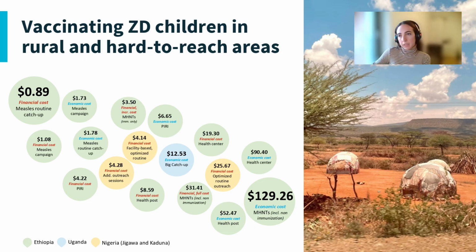So if we look closely at the evidence, we see that there is a lot of variation, of course, and that depends on the delivery strategies that were assessed, the setting in which the intervention was implemented, the type of costs considered, and also whether or not only immunization-specific costs were included in the assessment or the cost of co-delivery of other health services was also assessed.